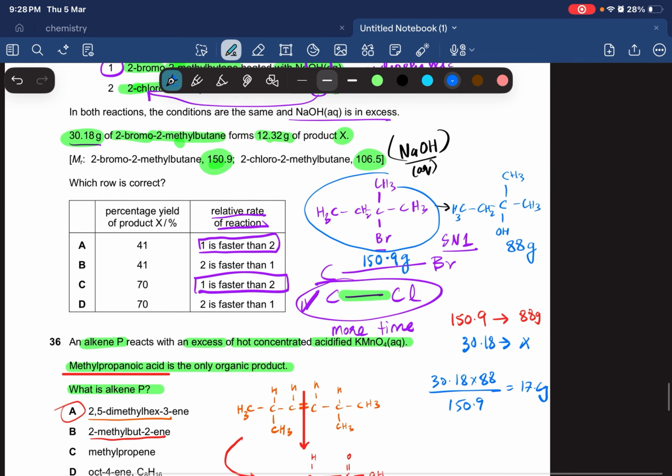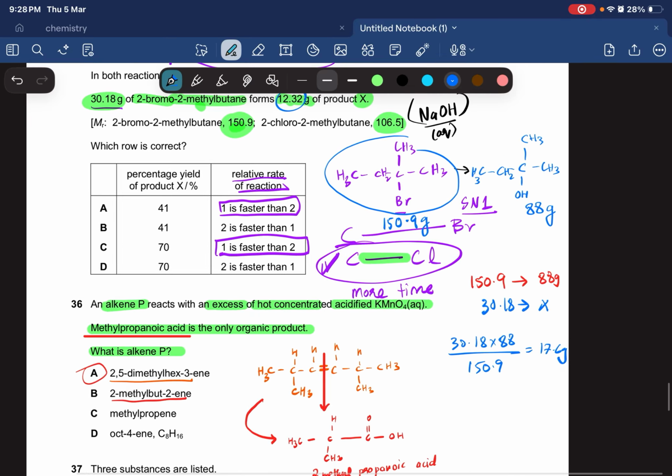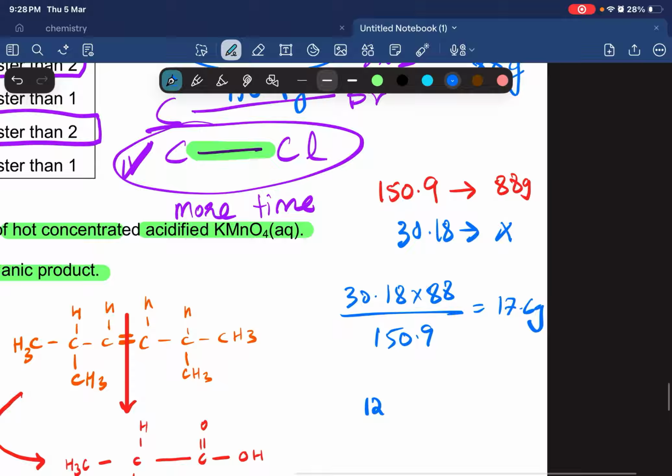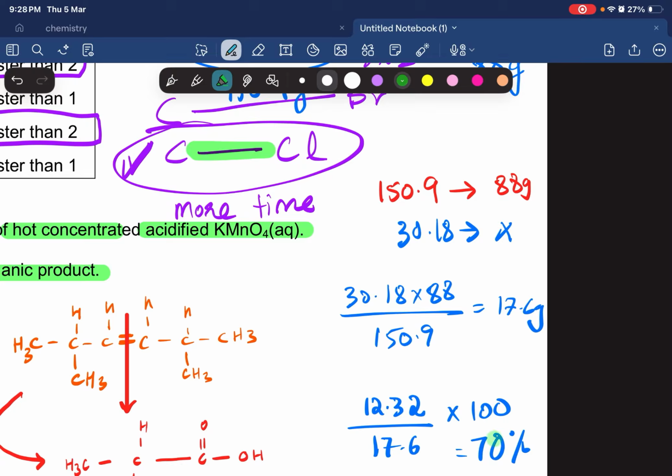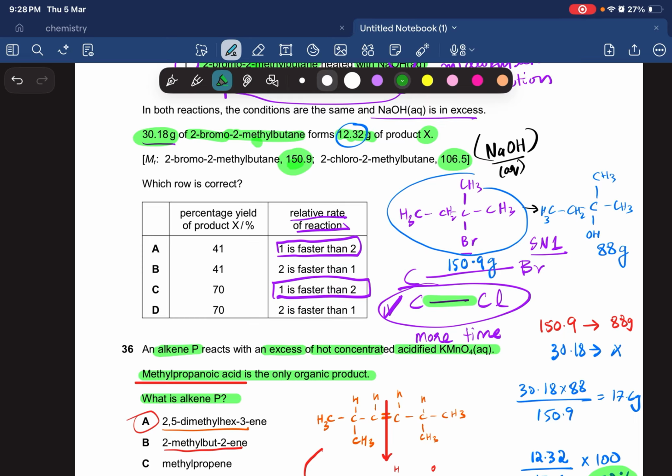Now I should get 17.6, but how much did I get? I get 12.32. Well, that's not fair. So how much is my yield? My yield is 12.32, which I got, divided by the total which I should get, which is 17.6, times 100. 12.32 upon 17.6 times 100. And that gives me a 70% yield of my reaction. Got it? A 70% percentage yield of my reaction. Where do we have 70? 70 over here. I hope you got it.